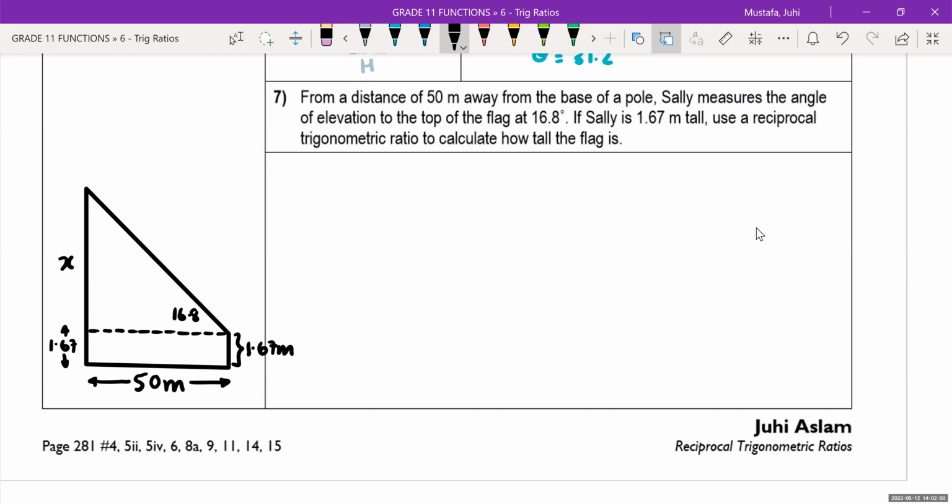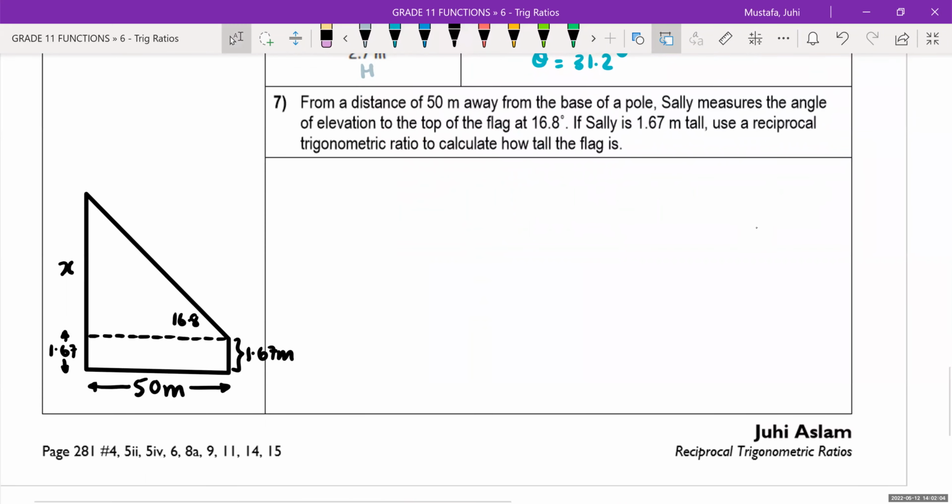Now, we have to use a reciprocal trig ratio. So if this is our angle over here, this is going to be opposite and this is going to be adjacent. So if we have an opposite and adjacent side length, we should be using tan, and the reciprocal of that is, good. So we're going to go cotangent theta is equal to, if tan is opposite over adjacent, cotangent is adjacent over opposite. So it's going to be 50 over X.